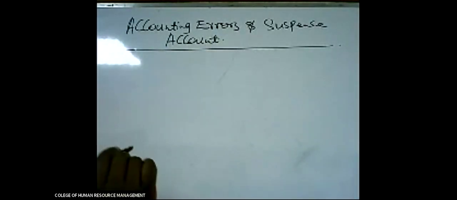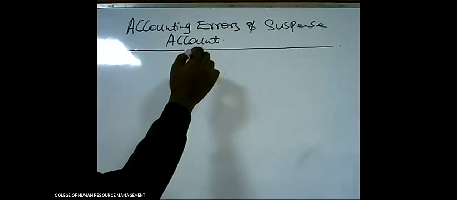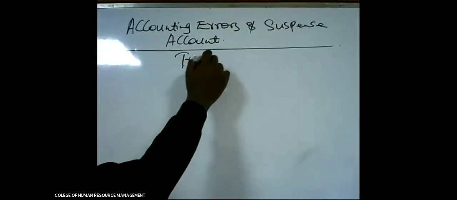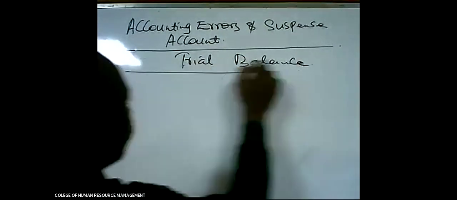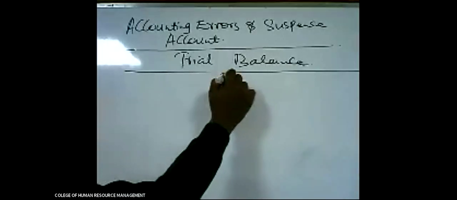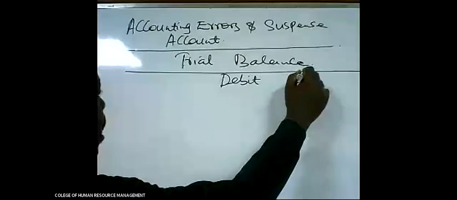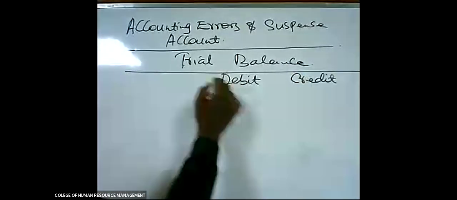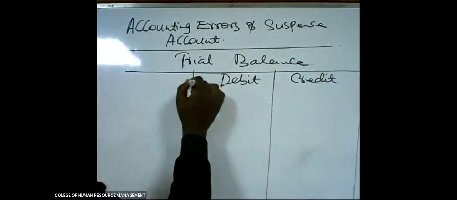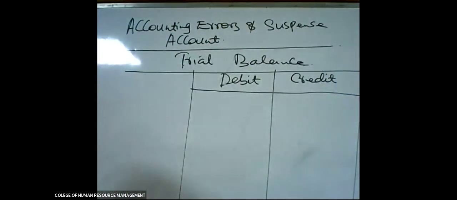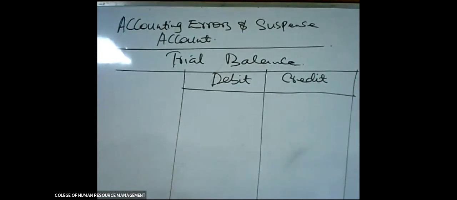Before we go there, I want you to remember something we said when we were doing the errors and the trial balance. When you are given a trial balance, which normally has the column for the debit and another column for the credit, for you to comfortably deal with these errors and how to correct them, you need to remember some basics about the trial balance and which elements are going to appear on the credit and which ones are going to appear on the debit.